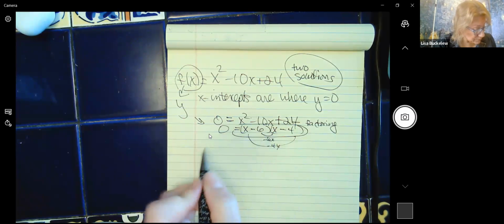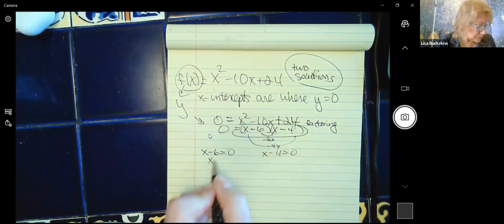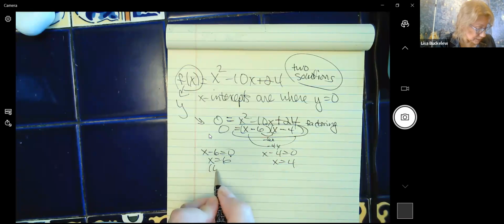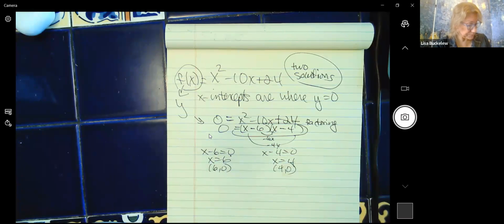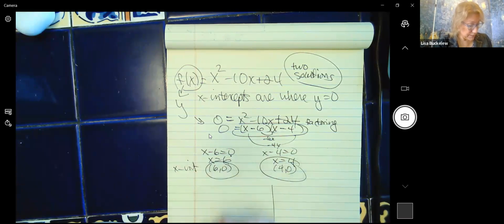Anyway, if it factors like this, then what we would do is take each individual factor and set it equal to 0. And we would get these 2 x-intercepts. There's 2 of them. So really, we're talking about the point at (6, 0) and the point at (4, 0). Those are my x-intercepts.